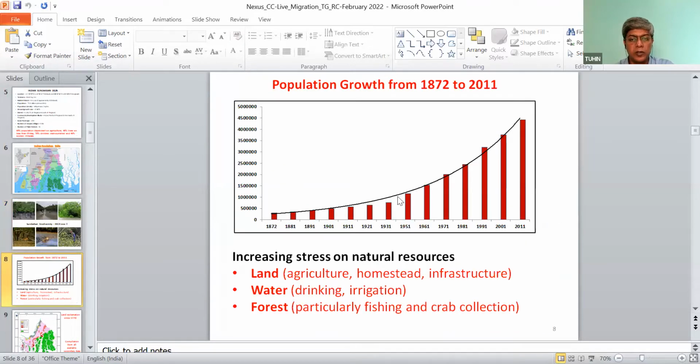And this is the population growth from 1872 to 2011, whatever we could document. And you can imagine the extreme level of growth, which is providing more and more stress on the natural resources like land, for agriculture, homestead, vegetable farming and infrastructure, water for drinking or irrigation, and the forest, particularly for fishing and crab collection. So this is tremendous pressure on the ecosystem due to the population growth.